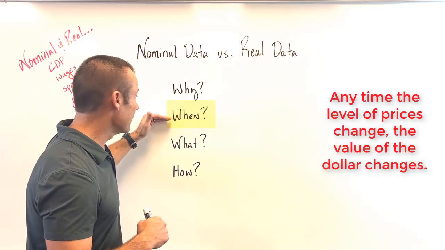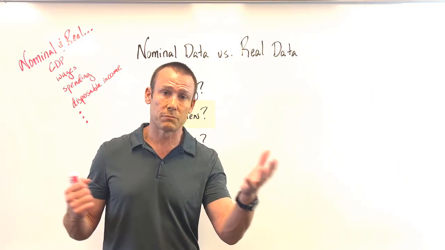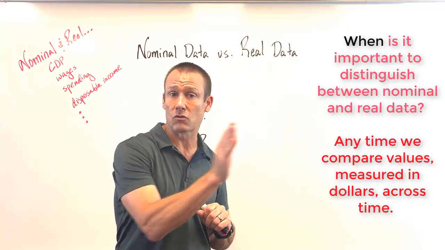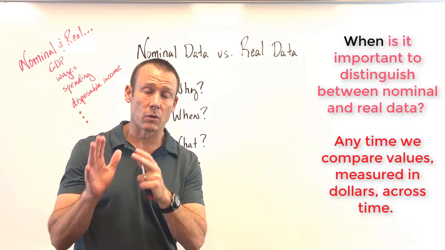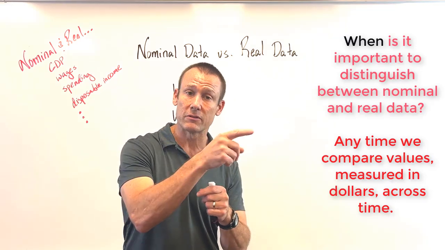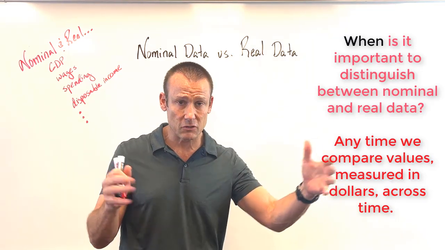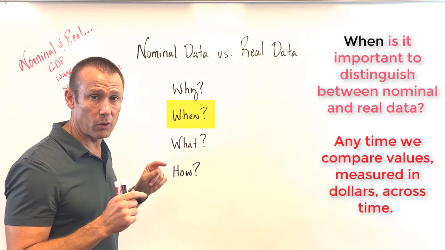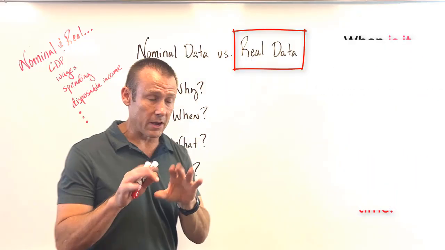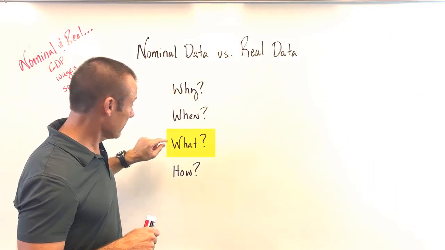Now, when is this an important distinction? Well, pretty much you know what I'm going to say. Anytime we're comparing data across time, right? Anytime we're comparing data where the value of the dollar has changed, when prices have changed. So any comparisons across time, this is important. And let me just go ahead and tell you, you want to use real data. Now, what is nominal data and what is real data?